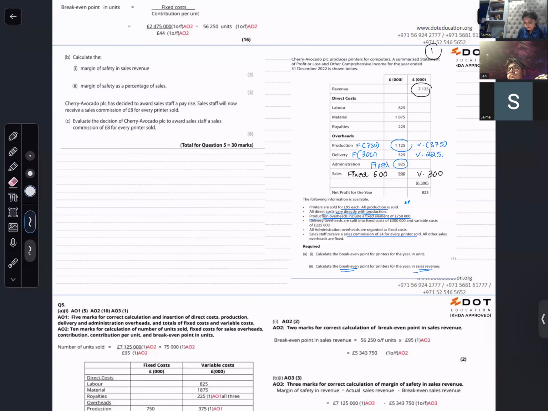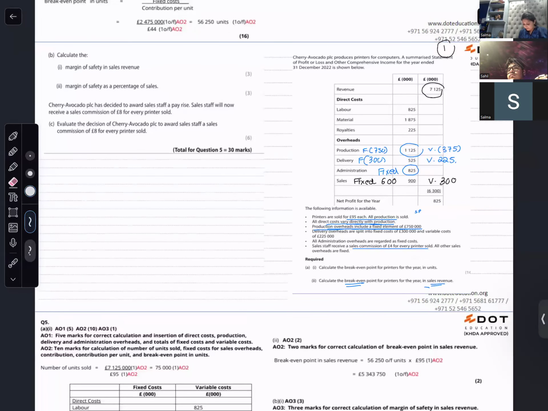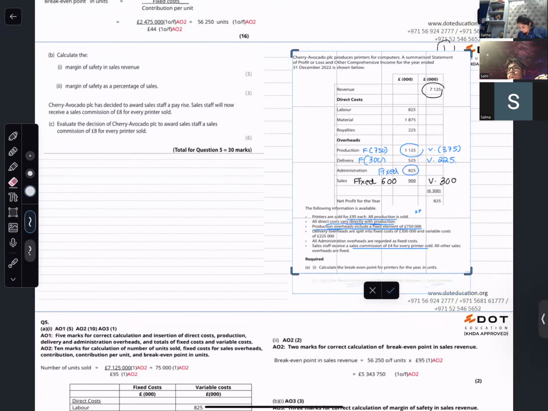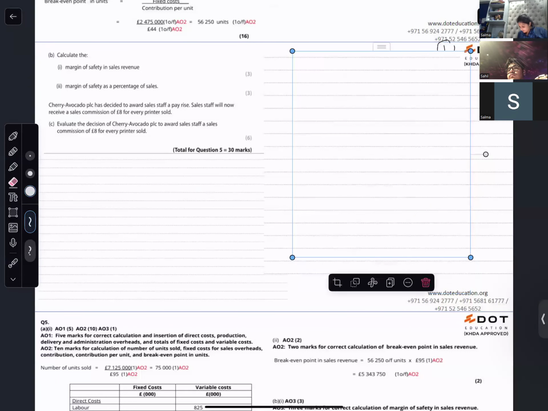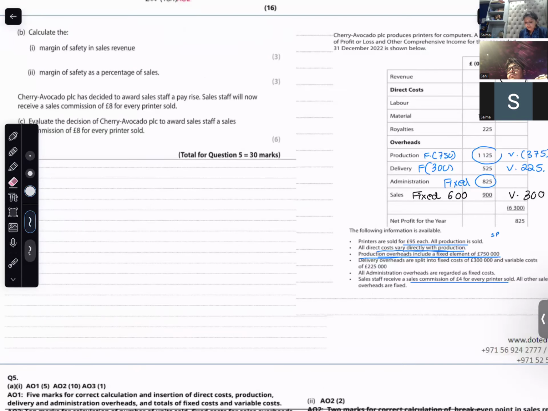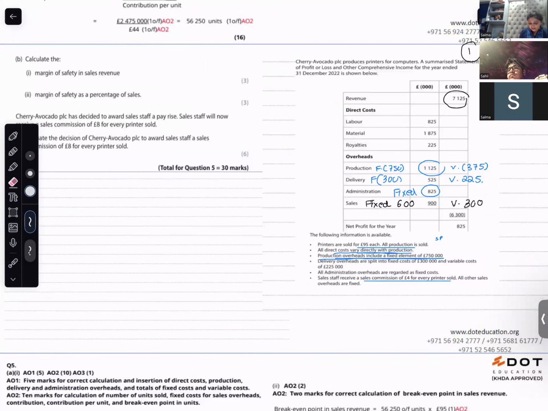Let's proceed to the next part of the question. That is the B part of the question. We've already done the A part, correct? And you've solved it. You already know the bifurcation of your fixed cost and variable cost. Now the B part of your question is asking you to find out the margin of safety. What do you mean by margin of safety?